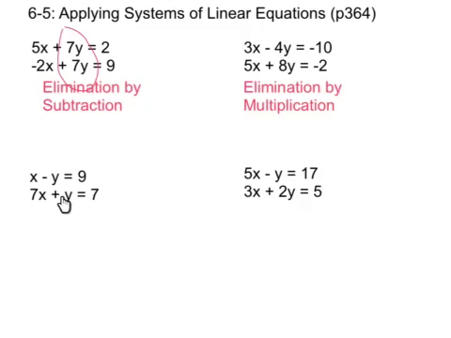Now let's look at the one on the bottom left here. I've got x minus y equals 9 and 7x plus y equals 7. Well, I could go a couple different ways here. I know when I have x's or y's with a 1 or negative 1 coefficient, which I have, 1x, negative 1y, and 1y, I can always go for substitution, because all I would have to do is add y here and I'd get x equals y plus 9, or I could solve for y down here. There's several different ways that I could do substitution on this one.